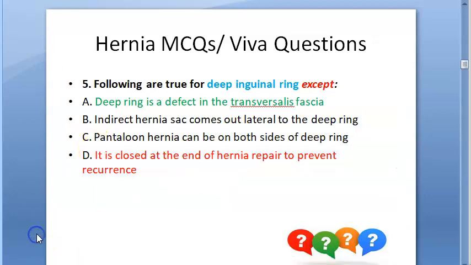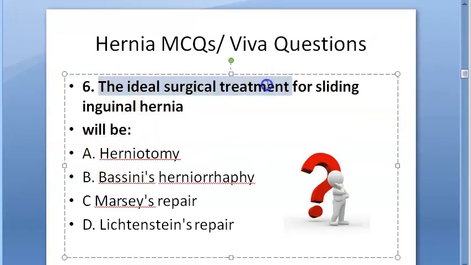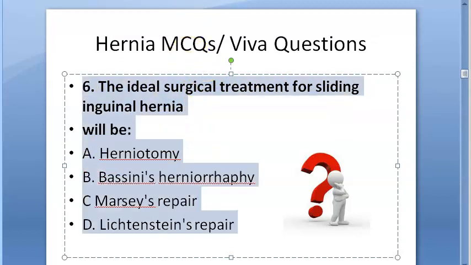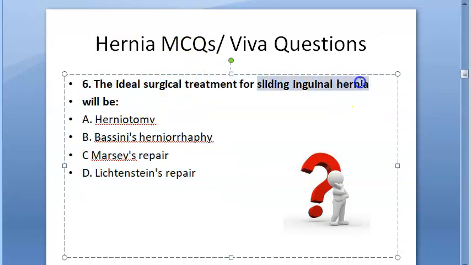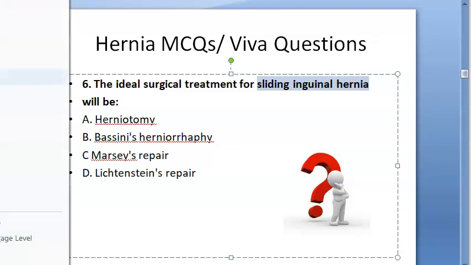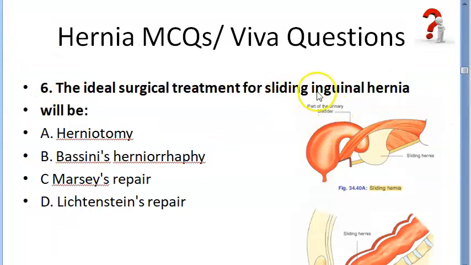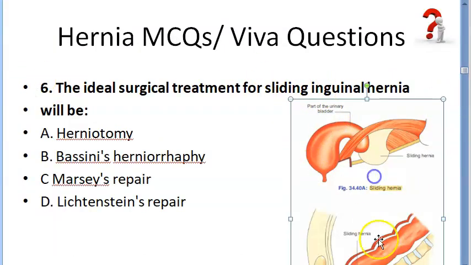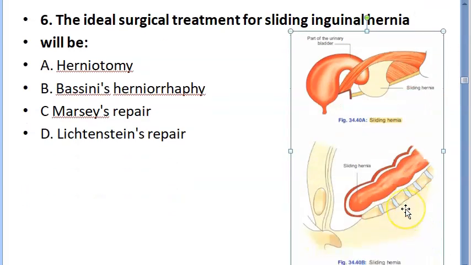Shall we move on to the next question guys? You're done with 5 questions. Let's move on to the 6th one. The ideal surgical treatment for sliding inguinal hernia will be. So what is sliding inguinal hernia? We have seen that it can occur with the cecum and all, right? So first of all, understand what sliding inguinal hernia is. So first understand sliding inguinal hernia guys. So here's the photo for sliding hernia.